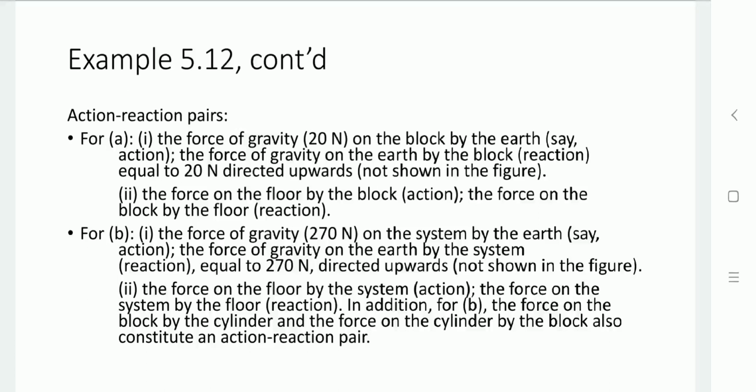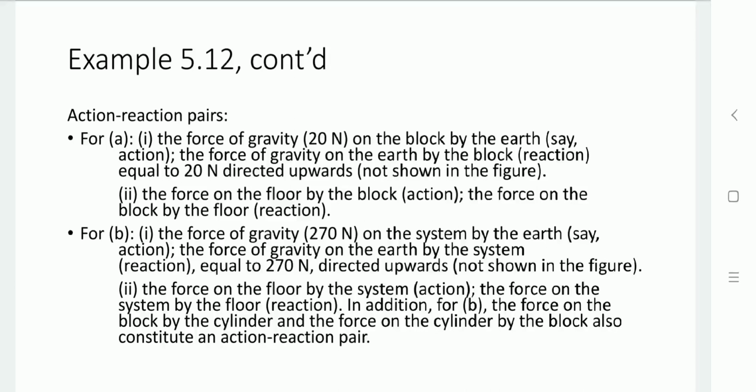So the force of gravity on the mass in A or B, and the normal force on the mass by the floor, are not action and reaction. These forces happen to be equal and opposite where the mass is at rest, and they are not in the case of B. So here the weight of the system is 270 Newton and its normal component is 267.3 Newton.